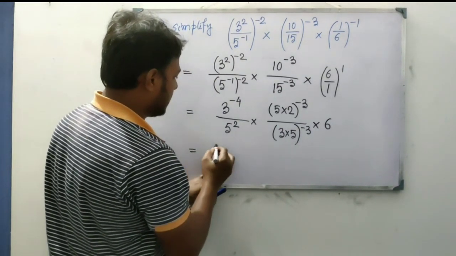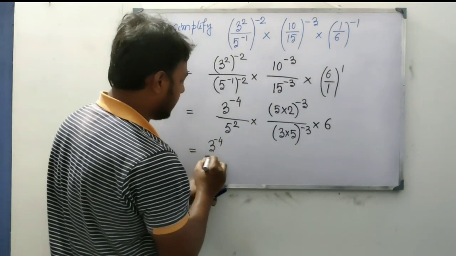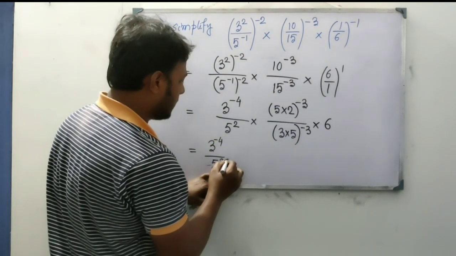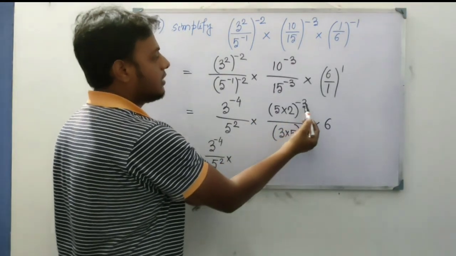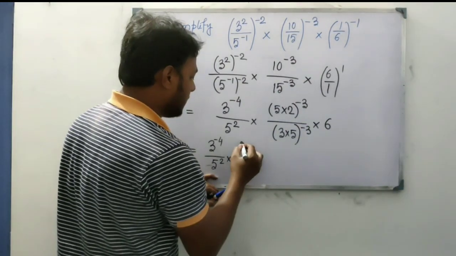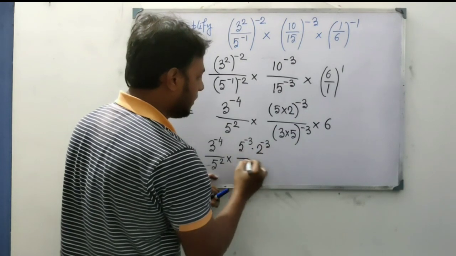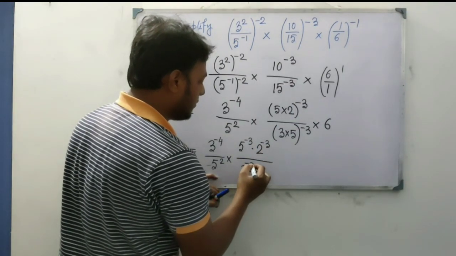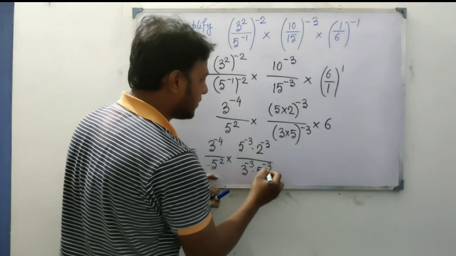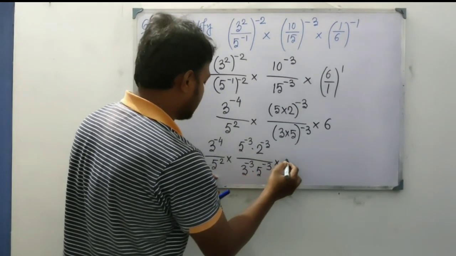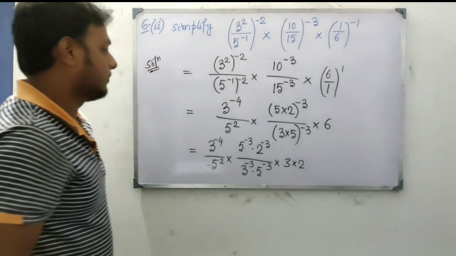Okay, so it equals 3 to the power minus 4 by 5 square into, we can distribute the power since multiplication is there, so it will be 5 to the power minus 3 into 2 to the power minus 3, by, same case for the denominator also, 3 to the power minus 3 into 5 to the power minus 3 into 6. 6 can be written also as 3 into 2. You can write in this way also. Okay.